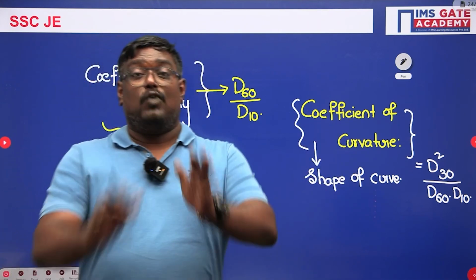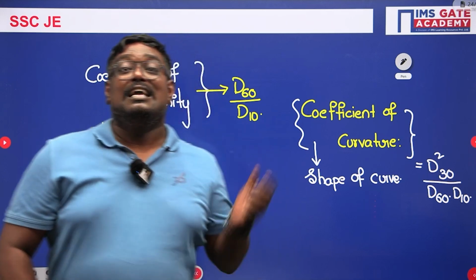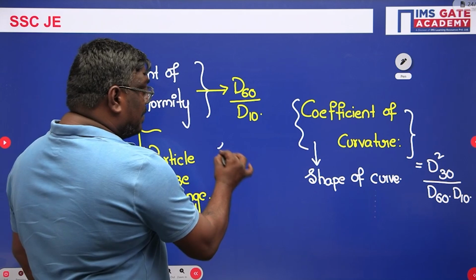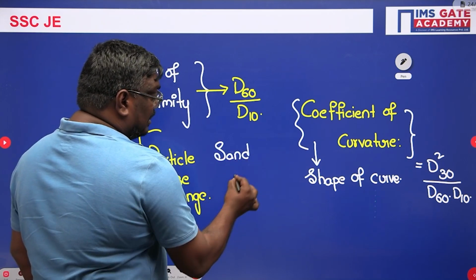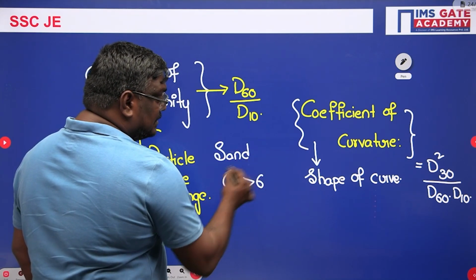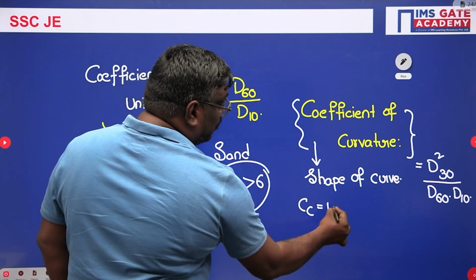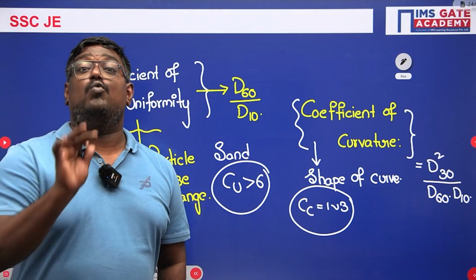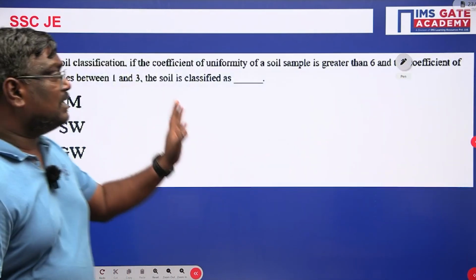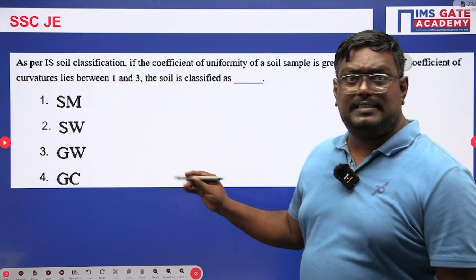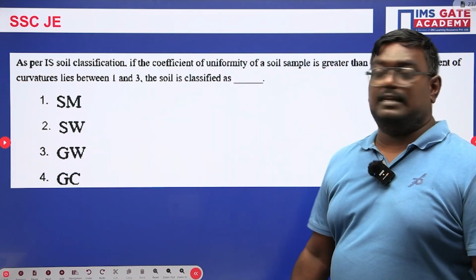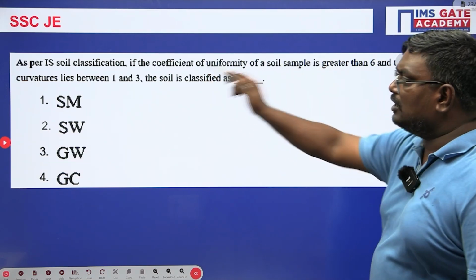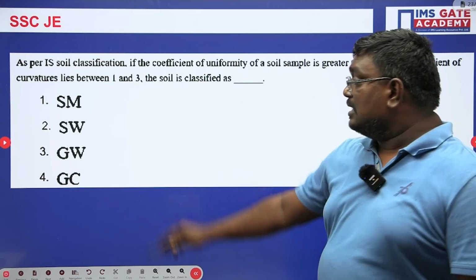Now let me tell you, for any soil to be well graded, it should satisfy both the conditions of Cu and Cc. Now for sand, remember, my dear students, if they ask you, Cu should be greater than 6 and Cc should be between 1 to 3. If it has these two conditions, then we call that soil well graded. Now luckily here, they are asking: the coefficient of uniformity is greater than 6 and the coefficient of curvature is between 1 and 3, the soil is classified as, they are asking, well graded.